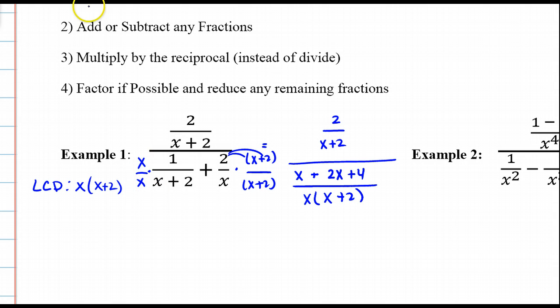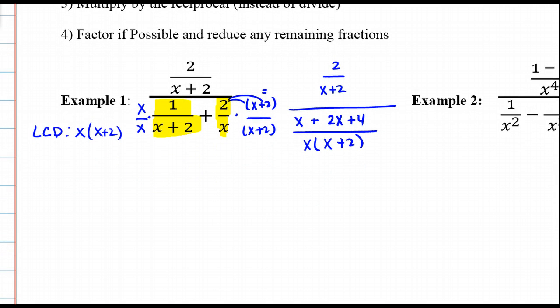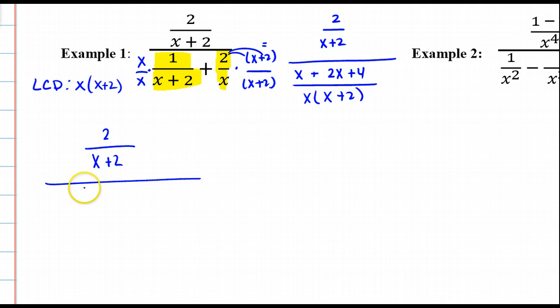So all I did was add these two fractions together. I found the least common denominator and made that happen, so that I can combine like terms. So the top fraction stays the same, 2 over x plus 2. I haven't done anything with that yet. And on the bottom, I've got 3x plus 4 over x times x plus 2.